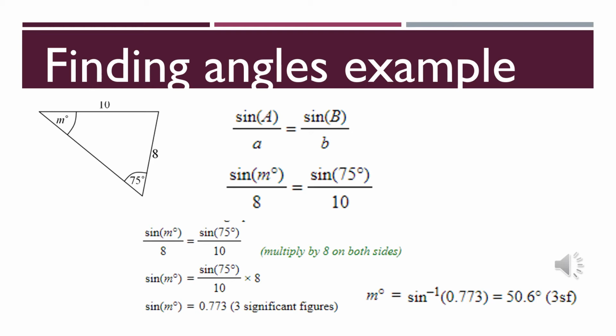As a third step, we will solve the resulting equation to find the sine of the unknown angle. So sine m, which is the angle, will be the numerator over the opposite length 8 as the denominator. So it equals sine 75 as the numerator, and the opposite length will be 10. As step 4, we will use the inverse sine function to calculate the angle.